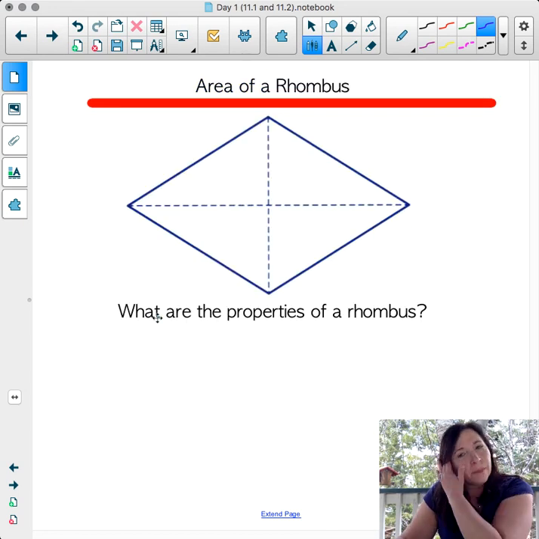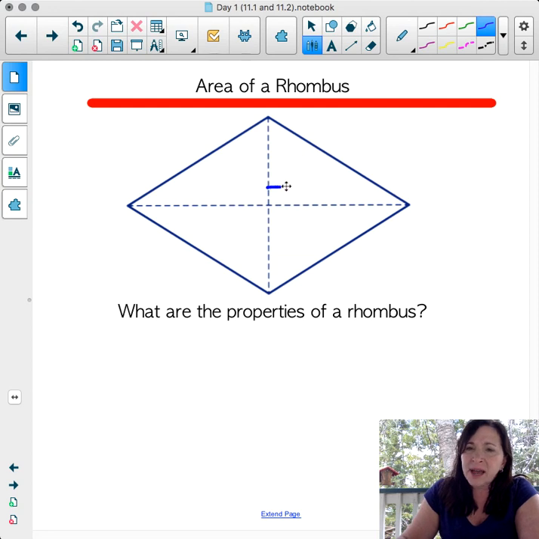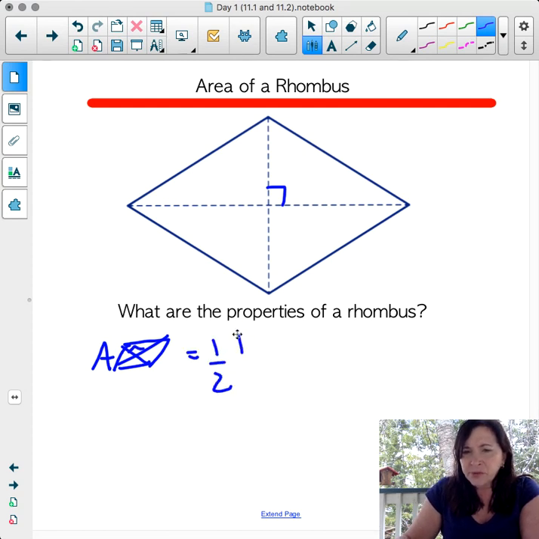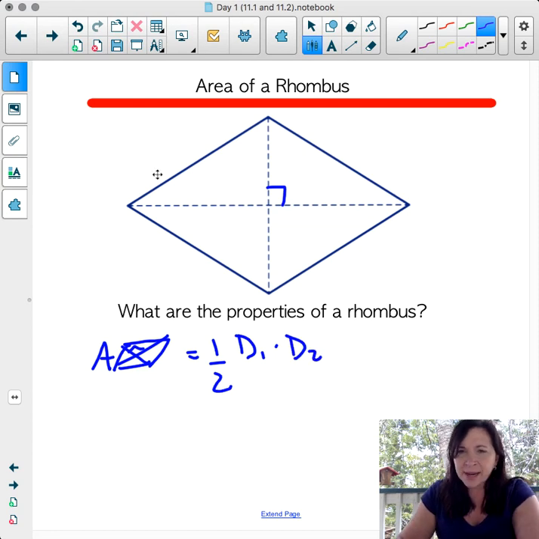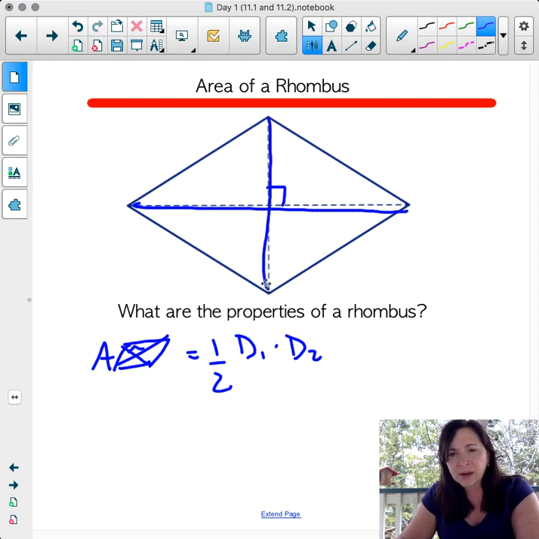Now the area of a rhombus, remember rhombuses have perpendicular diagonals. That's really very, very important. The formula for the area of a rhombus, where the diagonals are perpendicular, is 1/2 the first diagonal times the second diagonal. And when I say the first diagonal, I mean the entire length of one diagonal times the entire length of the other diagonal.